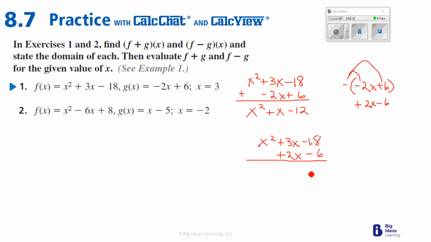So now we got negative 18 minus 6 is negative 24, and this would be positive 5x. This is still x squared. Now I'm going to erase this over here so I can get to the next part.